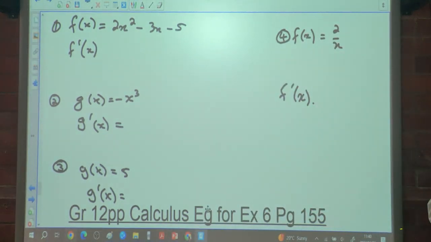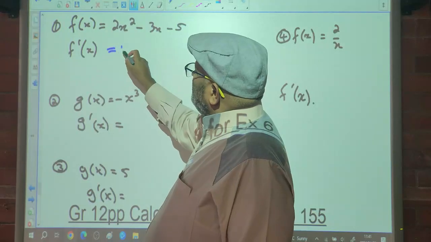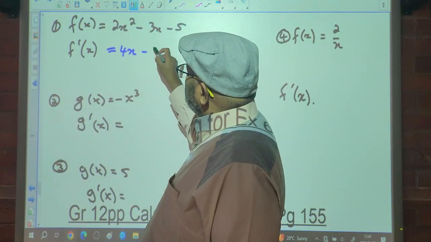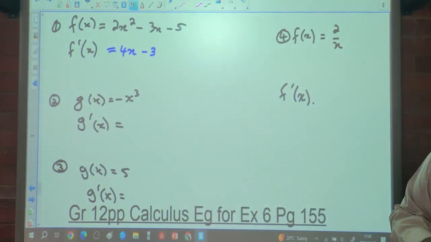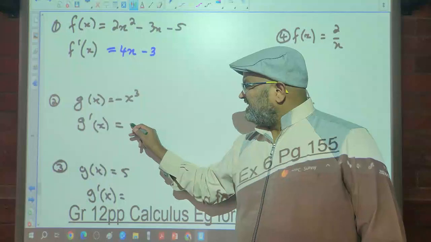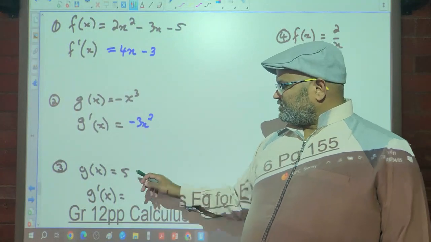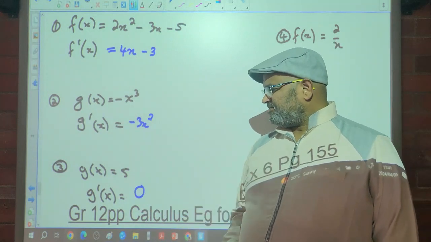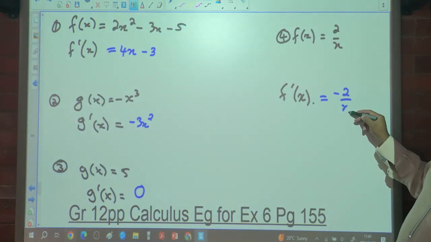So looking at the first one, when you applied first principles, derivatives using first principles. Okay? What was the answer here? You had 4x minus 3. Alright. You all agree with that one? This one here was negative 3x squared. This was 0. And this was negative 2 over.